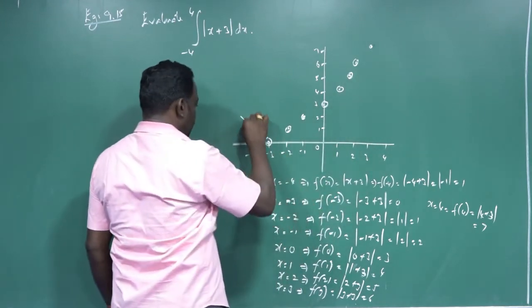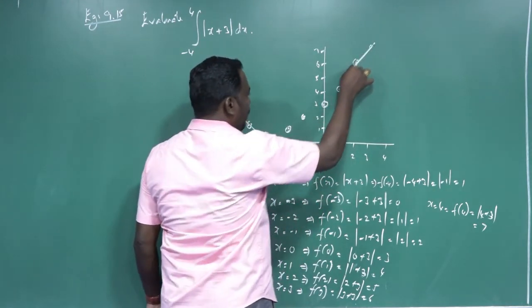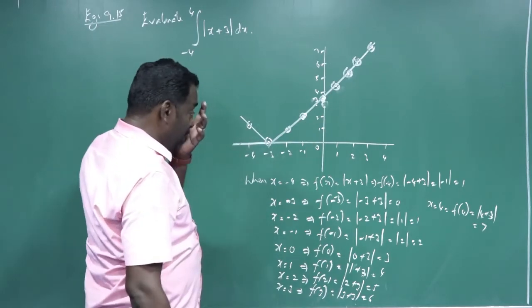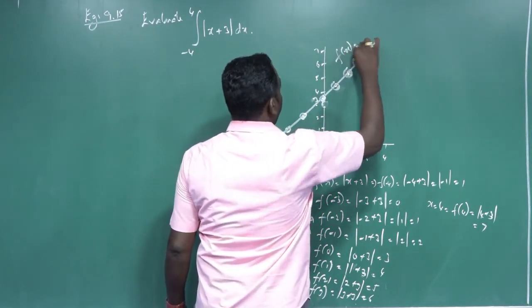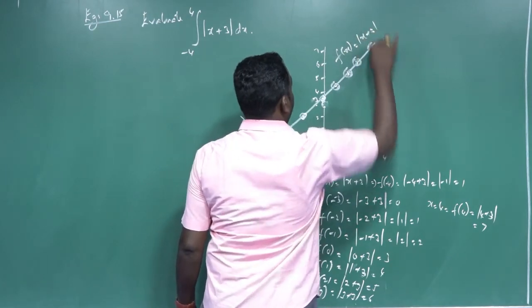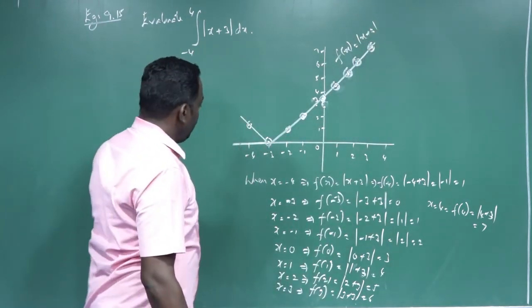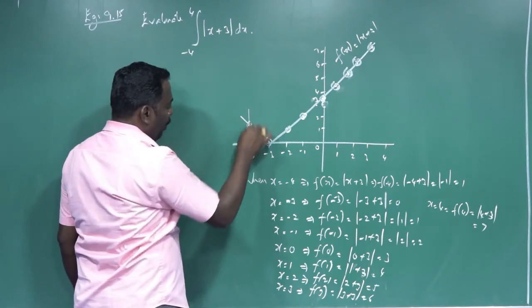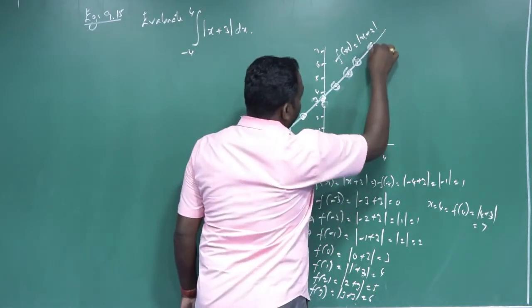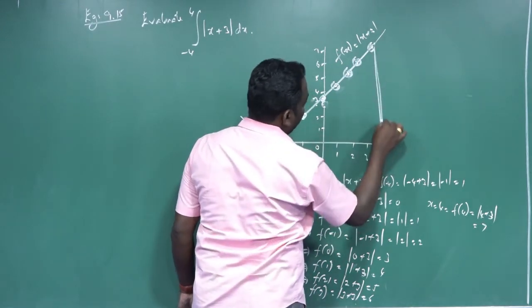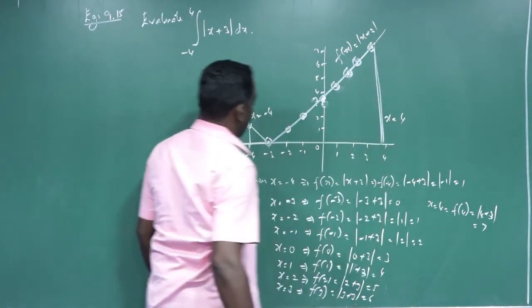Now just joining the points, we get a straight line. Now we get as an equation the function f of x equal to modulus of x plus 3, and this is a curve. Here boundaries are given. One of the boundaries is x equal to minus 4. Another boundary is given, x equal to plus 4.